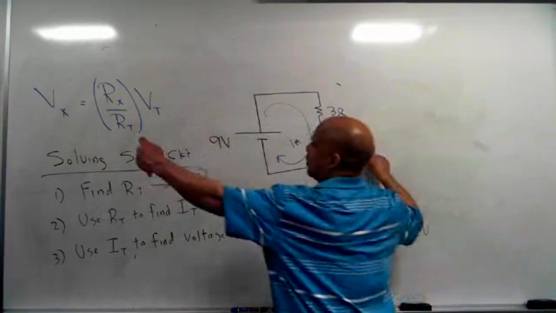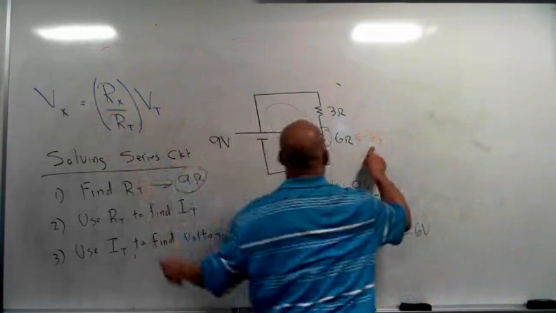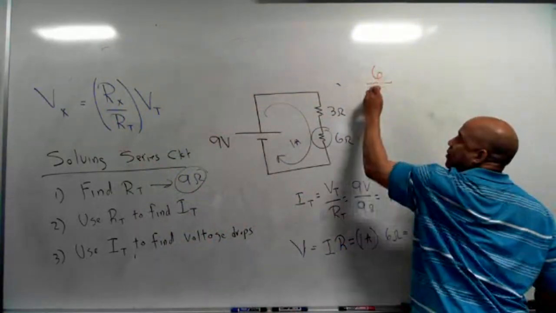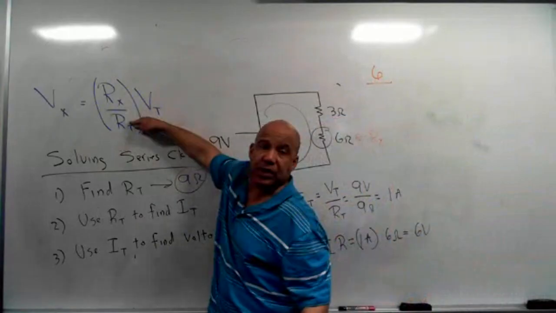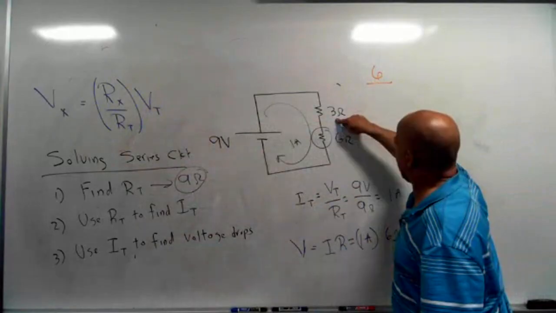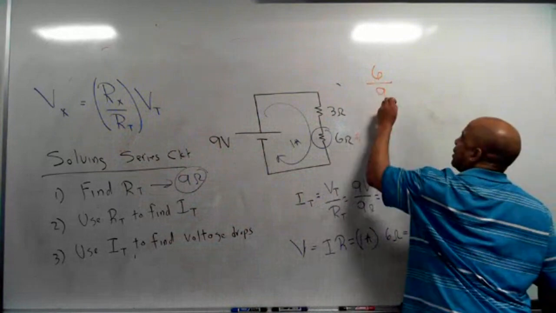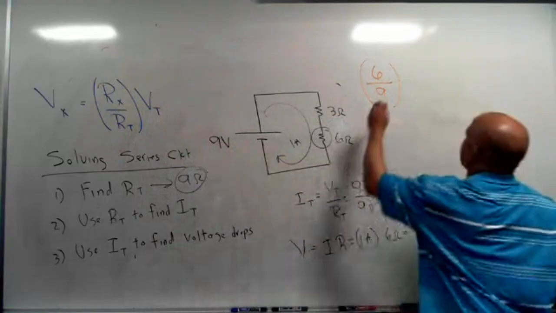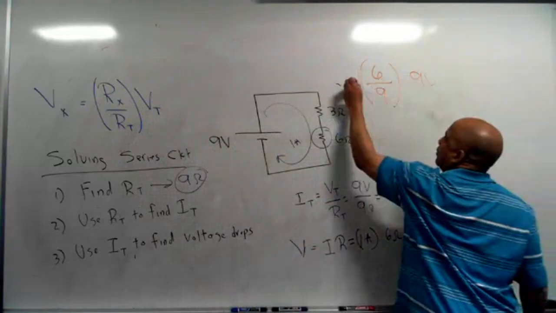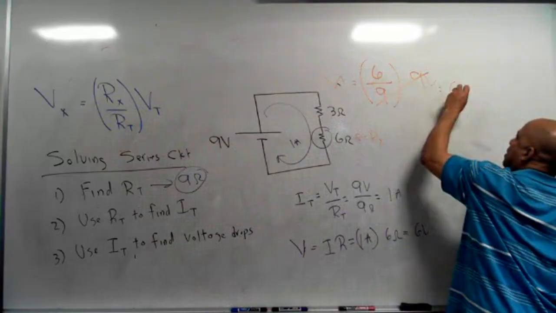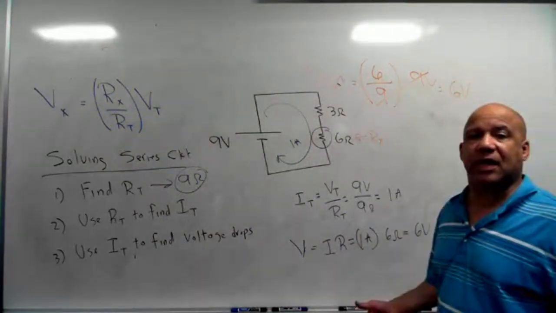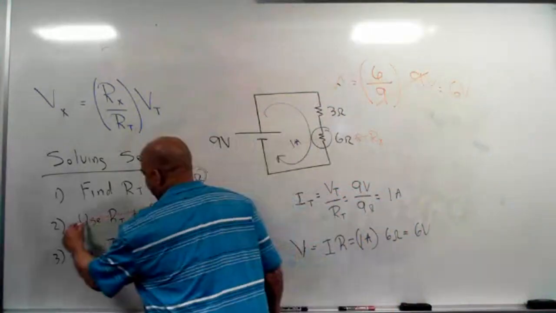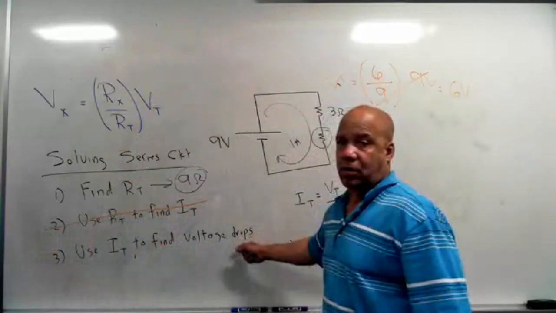So I want to know, take the resistor I want to know the voltage across, so that's 6. Divide that resistor by the total resistance. Well, 3 and 6 is 9, so that's 9. Multiply that fraction by the total voltage. The total voltage is 9. So that voltage is going to be 6 volts. So basically, with the voltage divider rule, you never have to do this second step. You go right to the third step.